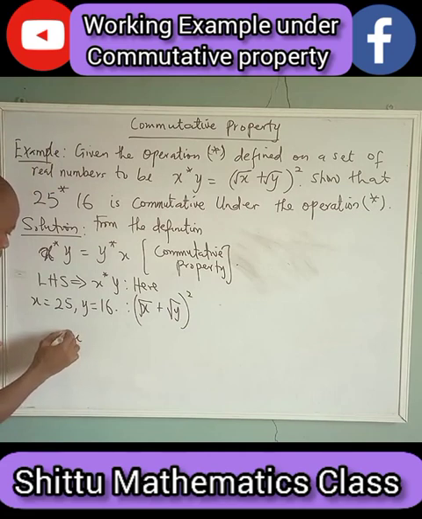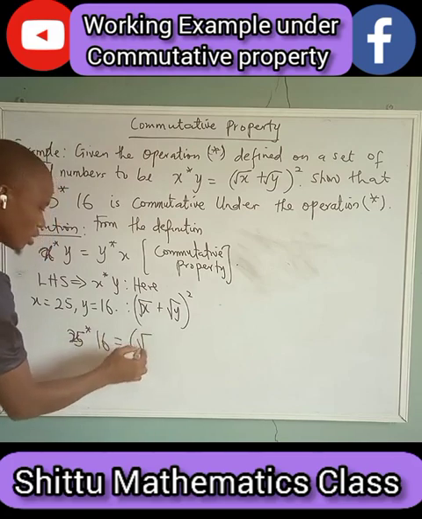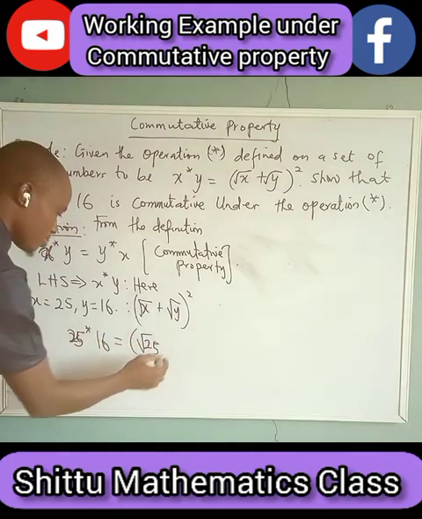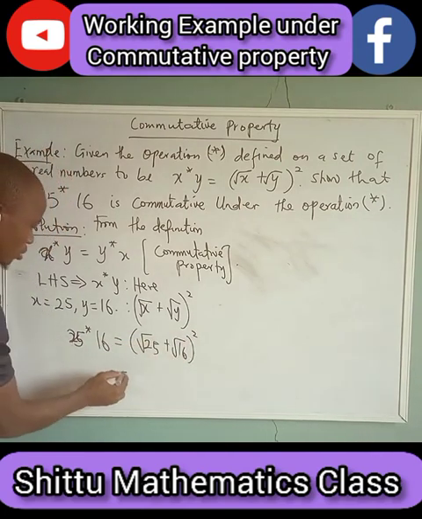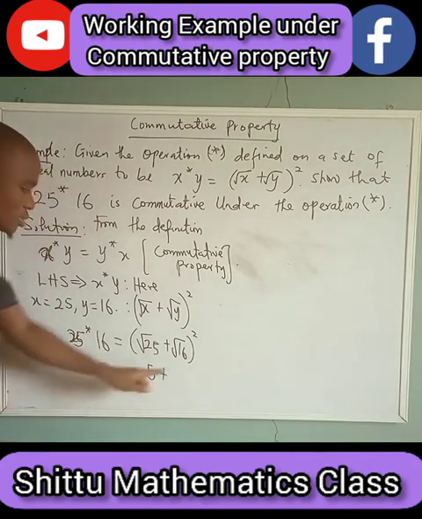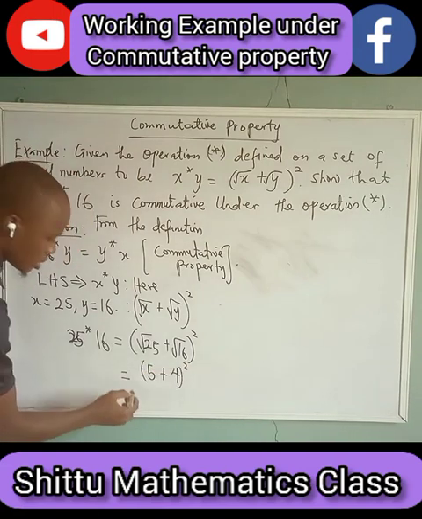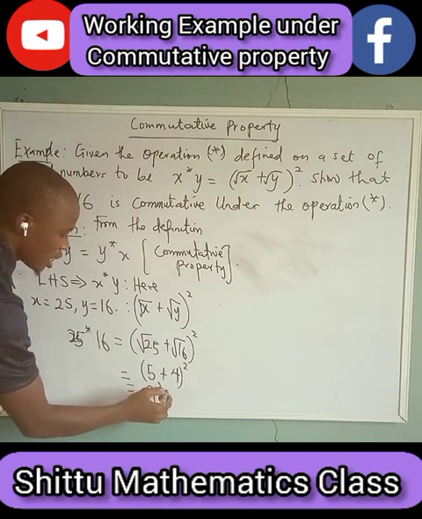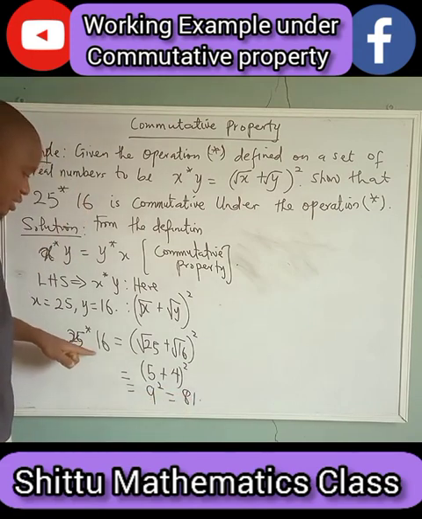So we can have 25 asterisk 16 to be equal to square root of 25 plus square root of 16, all square. Root of 25 is 5. Root of 16 is 4. Then all squared, we are going to have 9 squared. And 9 squared is the same thing as 81. That is what we get when 25 asterisk 16.